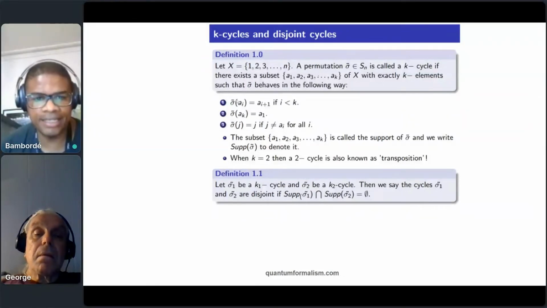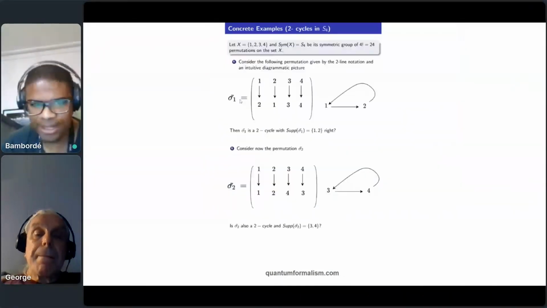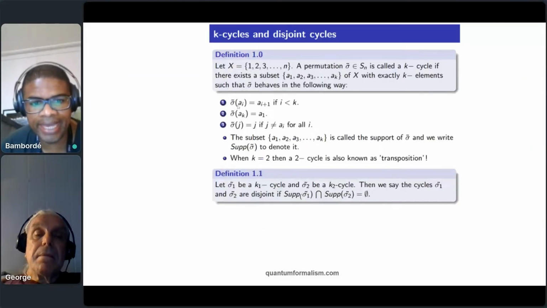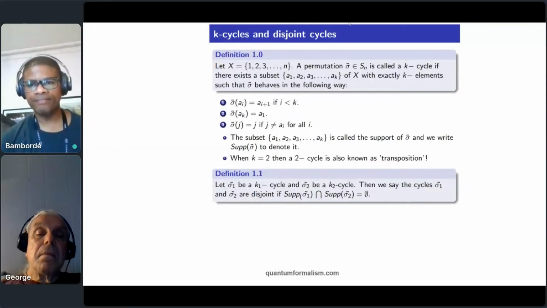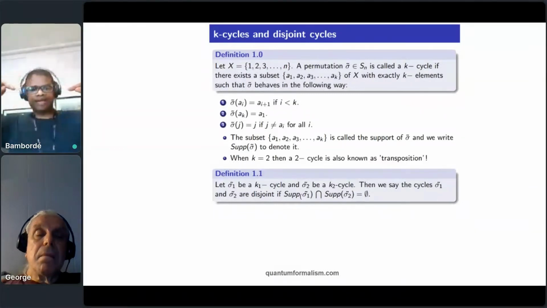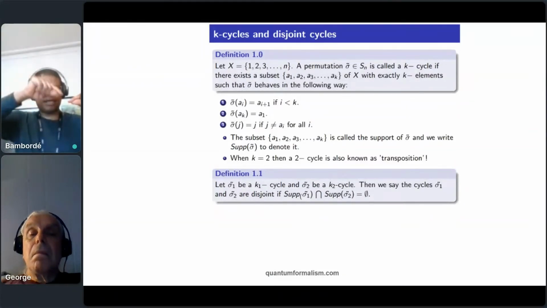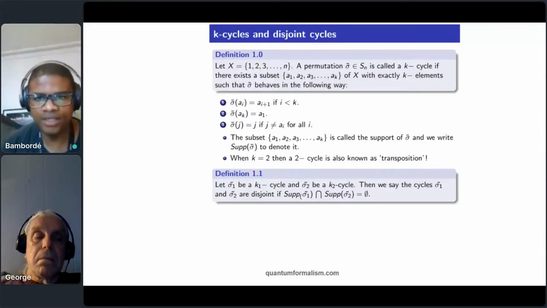So the first thing that it does is, sigma tilde of AI equals AI plus 1 if I is less than K. Okay, this is to say, if you imagine these elements lined up together, if you pick one of them, if the index I is less than K, what the permutation does is it takes it to the next slot. Okay, so this is what it's doing, in the case when I is less than K.